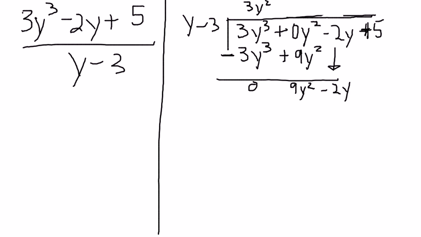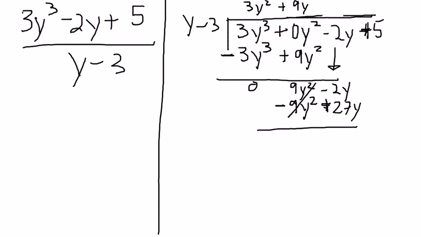Now what do you have? What times y equals 9y squared? Well, 9y times y equals 9y squared. So we have that. But don't forget the negative sign. Now, 9y times negative 3 equals what? Negative 27y. But don't forget negative sign. So it becomes positive 27y.